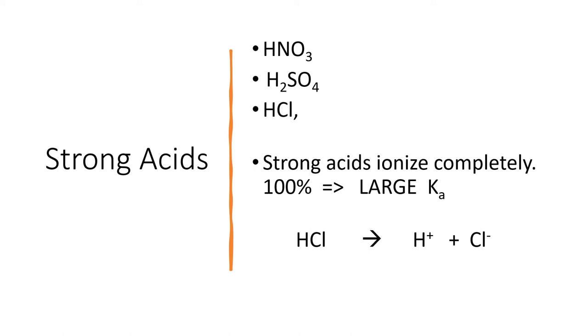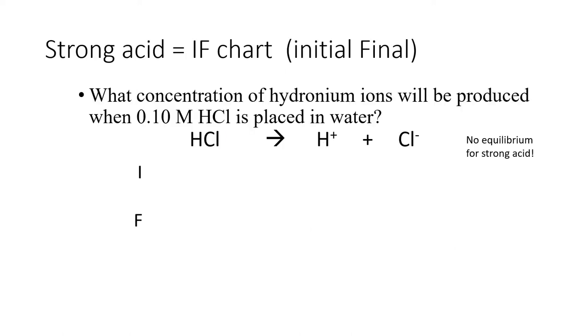We've already looked at the ionization of hydrochloric acid, but here it is again, written in the short form. HCl breaks into H plus Cl minus. When we're solving problems to try to find the concentration of hydronium ions for a strong acid, we use what's called an IF chart because they ionize completely. This stands for initial and final.